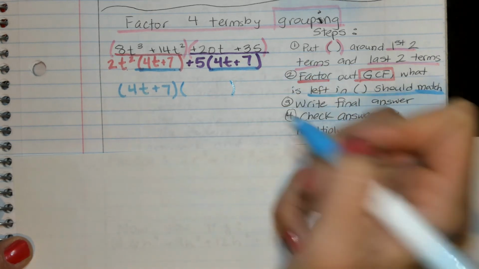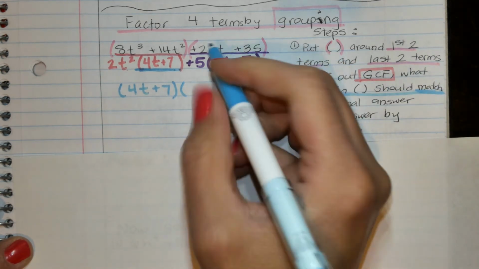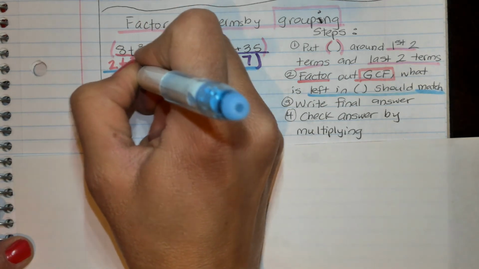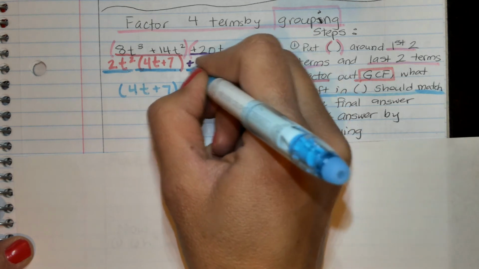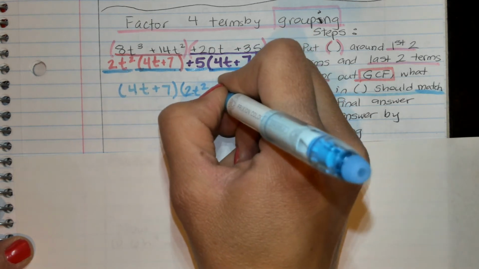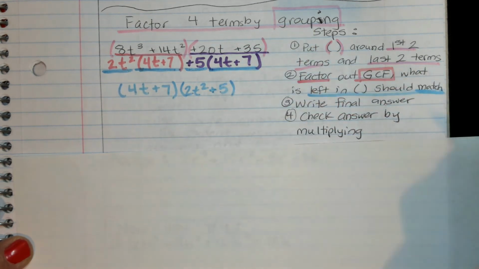And then for the other part in parentheses, you're going to get the parts that you factored out, 2t squared. And then here, that's why I always put a plus sign. It's going to be plus 5. And that's really it. That's how you do it.